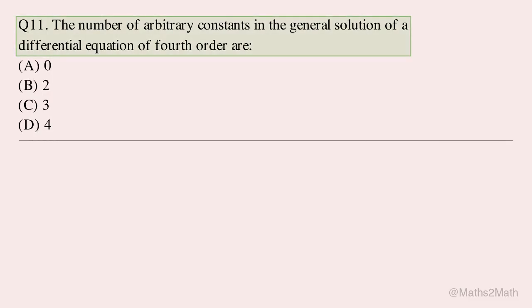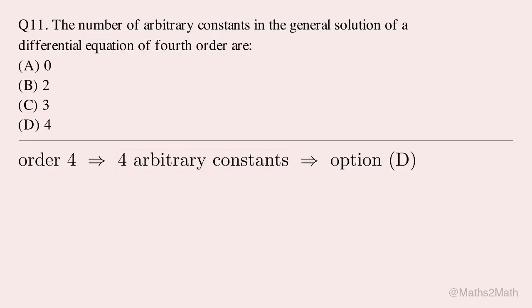Question 11, multiple choice. Constants in a general solution. One constant per order. A general solution carries as many arbitrary constants as the order. 4. Option D.